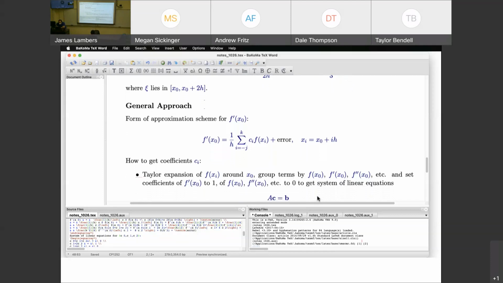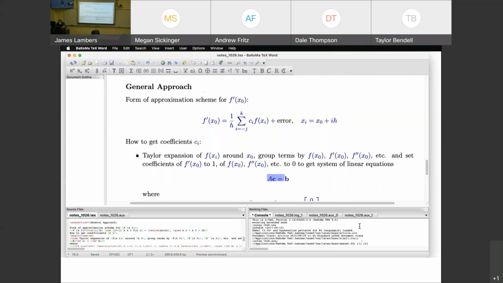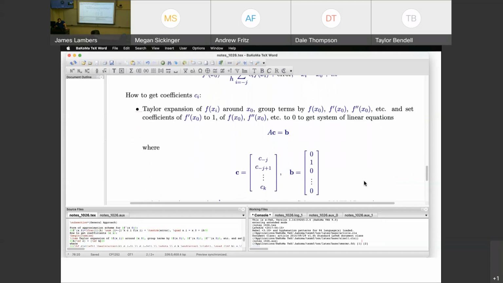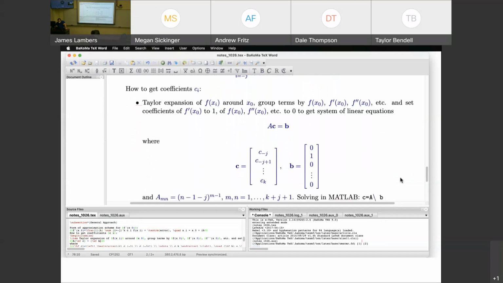Now, when you carry out Taylor expansions of these around x naught, and then you group terms by the order of derivative, and then you set the coefficient of f prime equal to 1 and all other coefficients equal to 0, what you always get is this system of linear equations. So you have a system of linear equations to solve, and now I can describe the components of that system. The right-hand side b is always a vector of all zeros, except the second element is 1. Here are the coefficients of your finite difference formula.